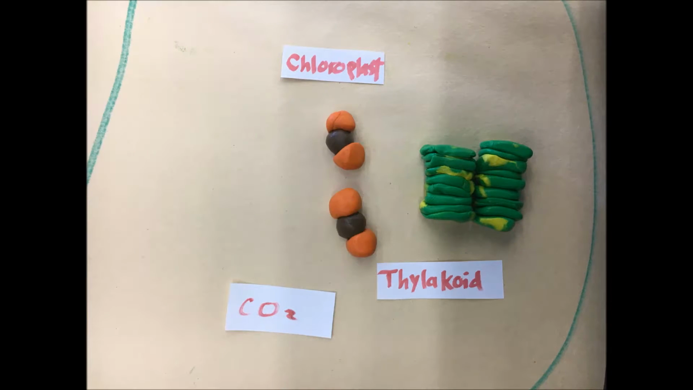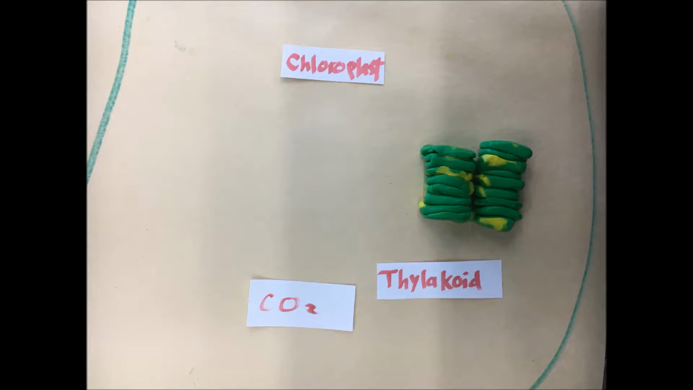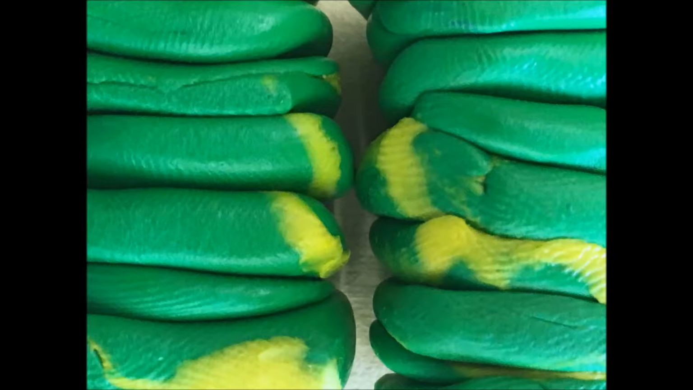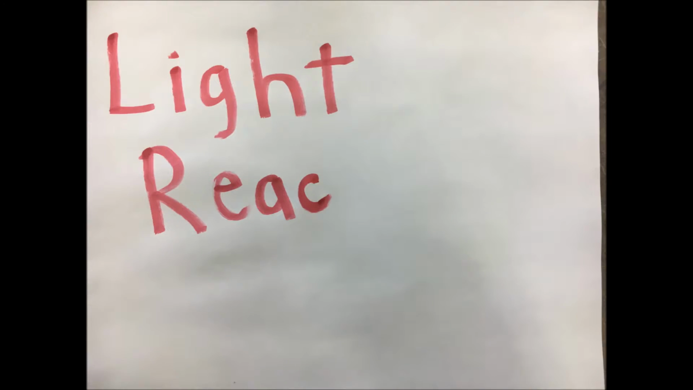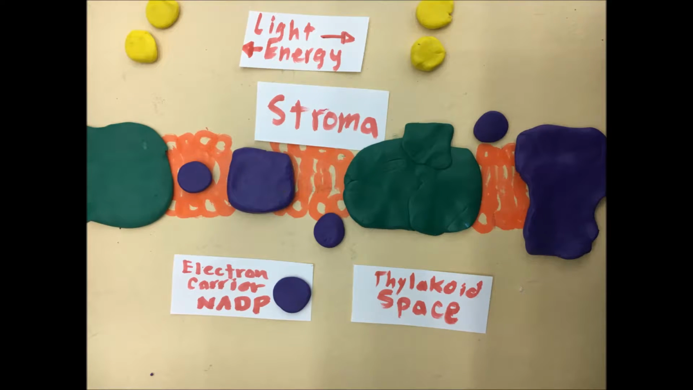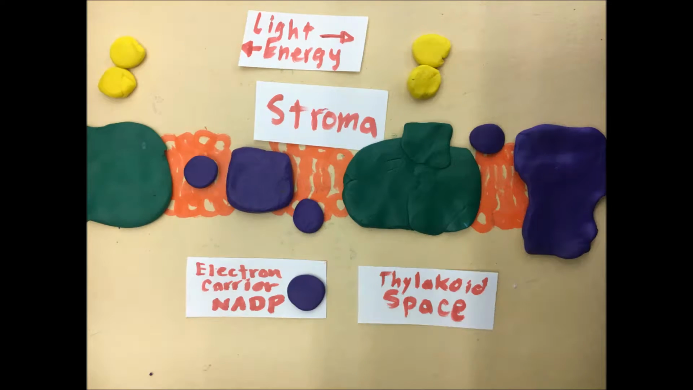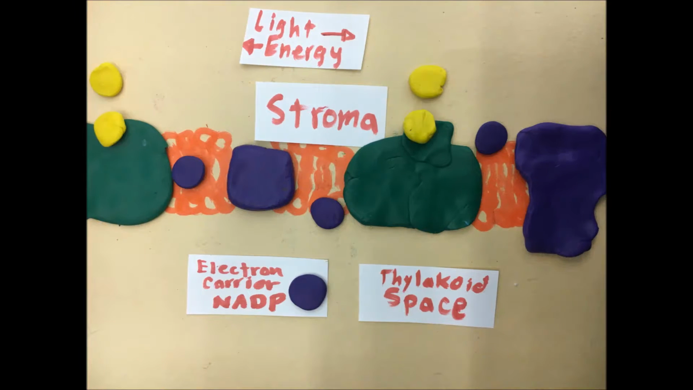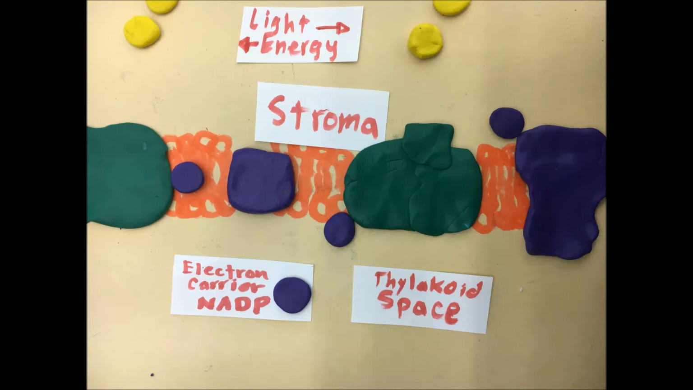Zooming into a chloroplast, we see these flattened membranous sacs called thylakoids. Here, light energy is converted to chemical energy in the first phase of photosynthesis called the light reactions. The two green structures you see here are photosystems, large complexes of proteins and chlorophyll that capture light energy.